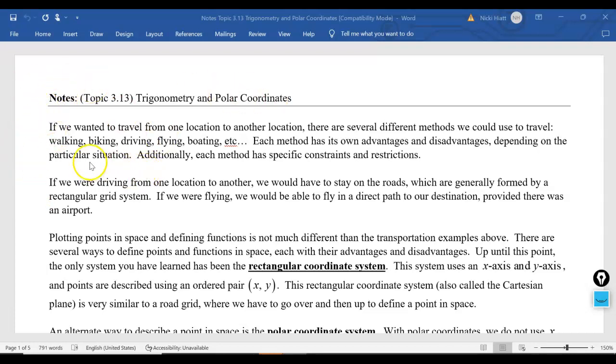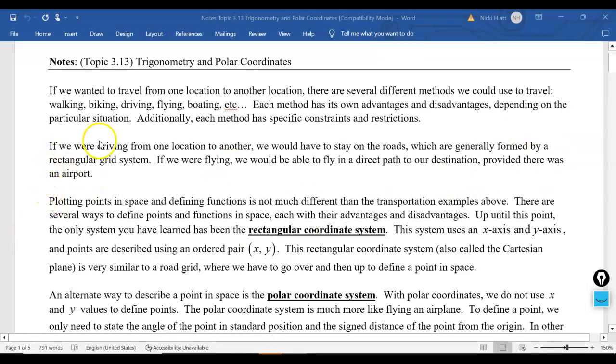Here, Mr. Passwater starts off talking about traveling. If you think about different ways to travel, you could walk, bike, drive, fly, boat, etc. Each method has its advantages and disadvantages. For example, if you are driving from one location to another, you have to stay on the roads, which are generally formed by a rectangular grid system, particularly in a city. Not necessarily so true where we live, but definitely in a city, that's going to happen a lot more.